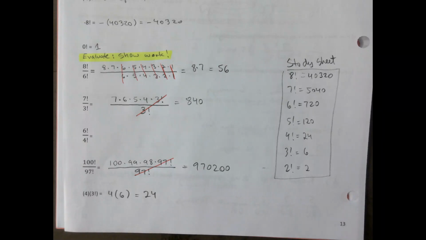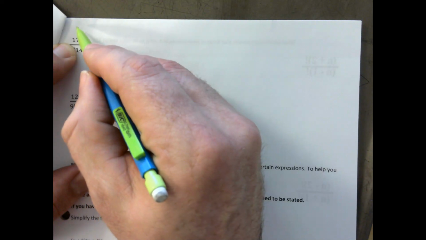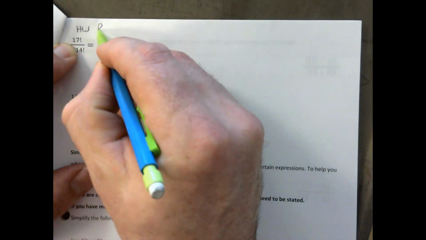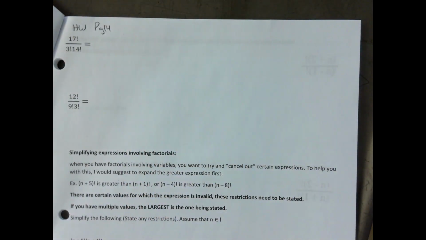All right. I want you to try whatever is on page 14 at the top here. For now, I'm just going to say homework for these two, but I want to go to permutations. Please stay with me. I know. So homework on page 14, just these first two questions. I want you to evaluate and try to cancel that out as much as possible.